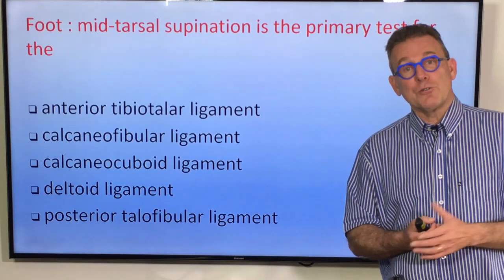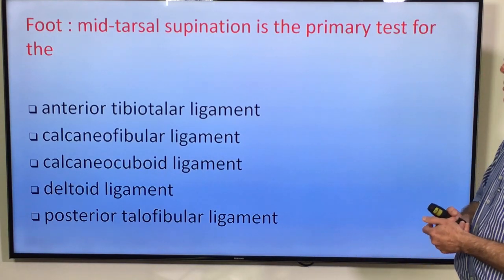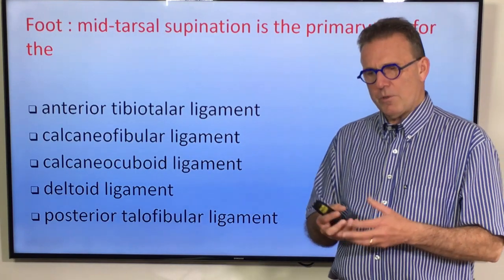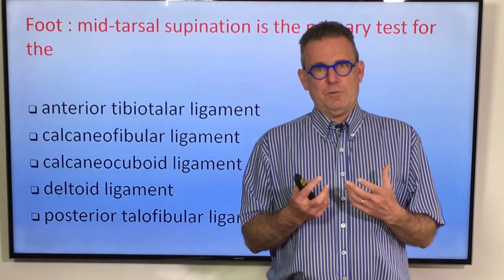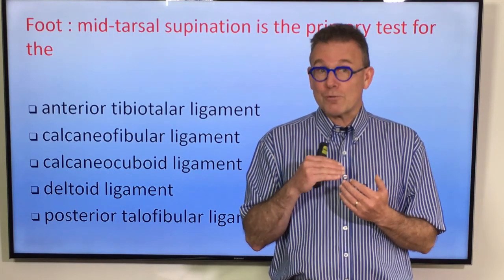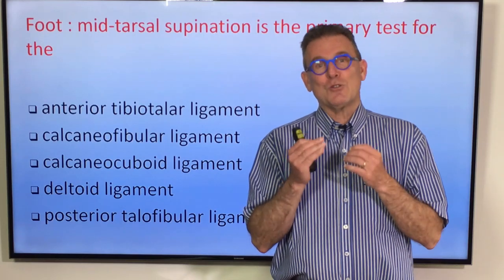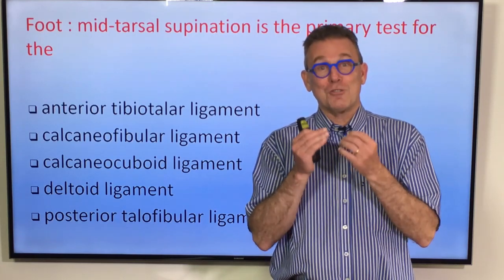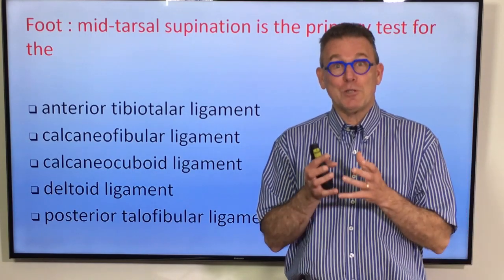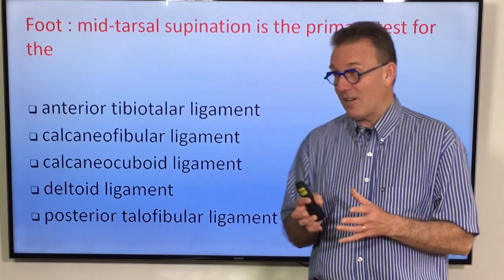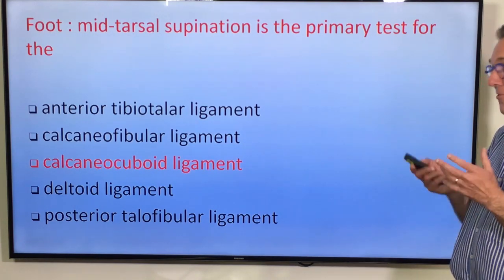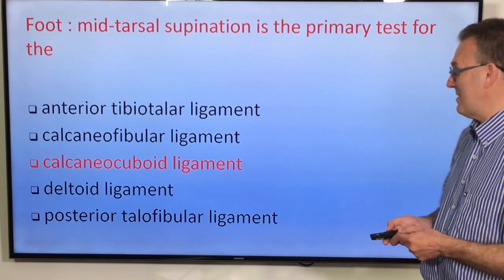And a few more questions on the foot. Mid-tarsal supination is the primary test for which structures? So we had some tests in the forefoot: flexion, extension, abduction, adduction, pronation, supination. Supination in the forefoot was the main test for a very popular ligament when we talk about inversion traumata in the foot. Which ligament? Of course, the calcaneocuboid ligament.